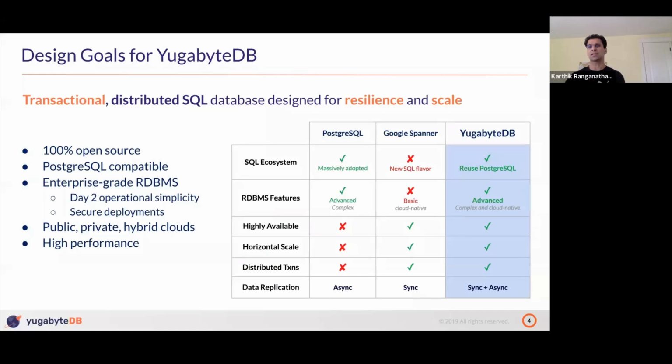On the comparison side, the idea is simple. Retain the stuff in Postgres that makes it really popular. So all of the RDBMS features in the SQL ecosystem, because it's literally Postgres your app still is talking to, and bring in the very good features from Google Spanner. So high availability, horizontal scale, and distributed transactions, right? This talk is, of course, about the distributed transactions aspect of it. And finally, the data replication, we didn't want to compromise on async replication, which is very critical to the RDBMS world. So with Yugabyte, you can do synchronous replication within a cluster and asynchronous replication across clusters, right? So you can do those type of deployments.